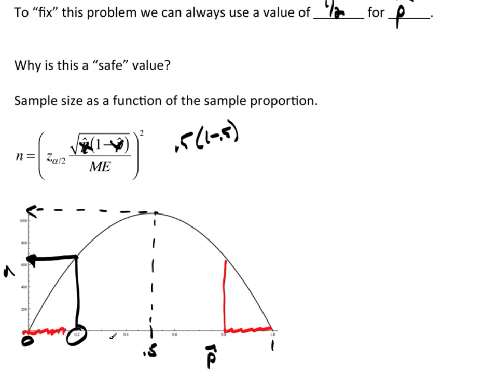But if my sample proportion were in here somewhere, what that means is I needed a bigger sample size, but I had one that was too small. So the margin of error is going to end up being bigger than what I really wanted. So this 0.5 is a safe bet. It also results in some pretty big sample sizes. So there is kind of some take and give here.